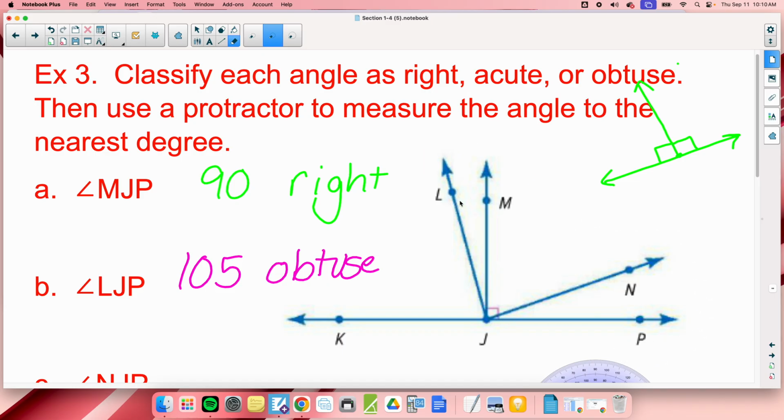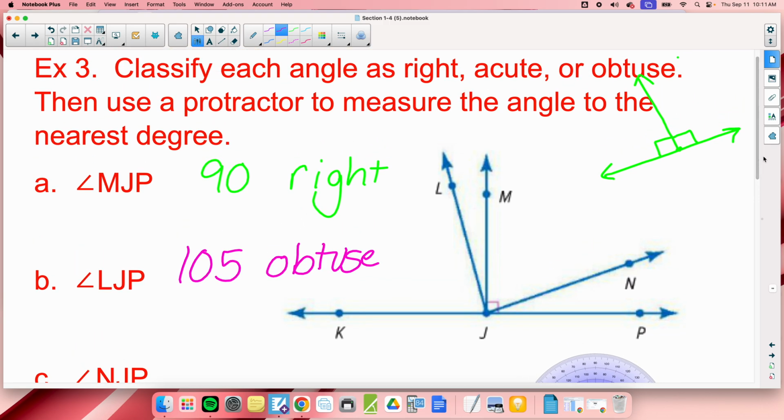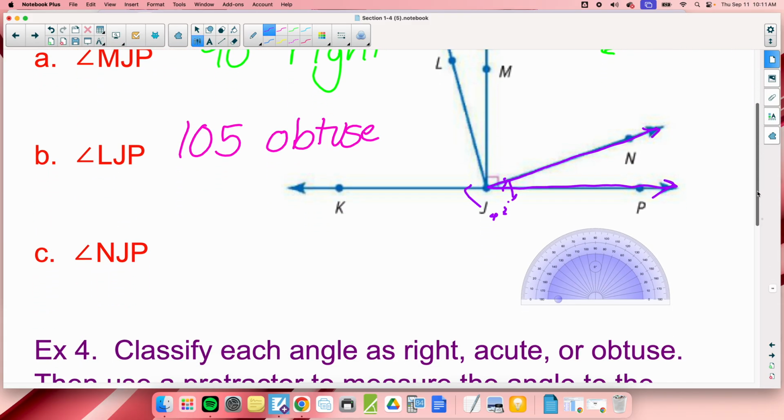The next one asks us for angle NJP. So that's this angle right here. Is this one going to be obtuse or acute? Acute. And if I match this up, do you guys get like 20 maybe? Does that look right? 20? So anything from 15 to 25 would be right, and that would be acute.